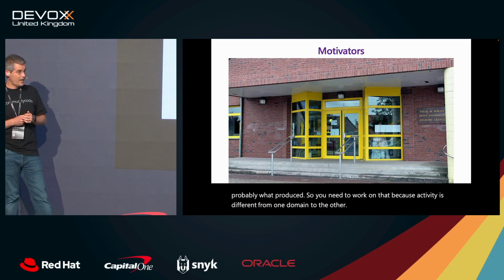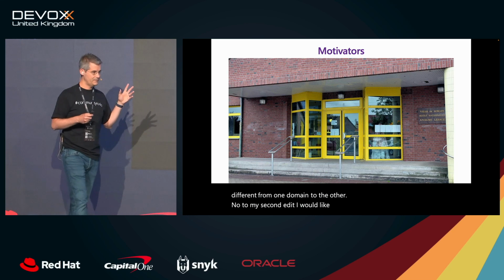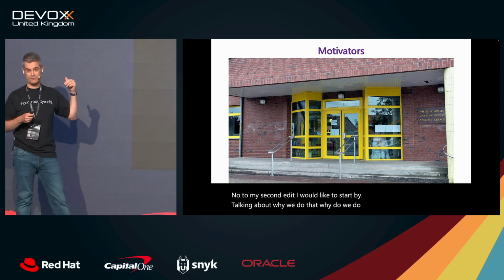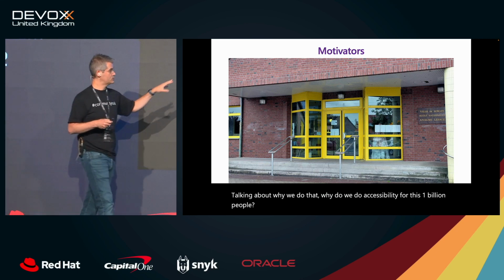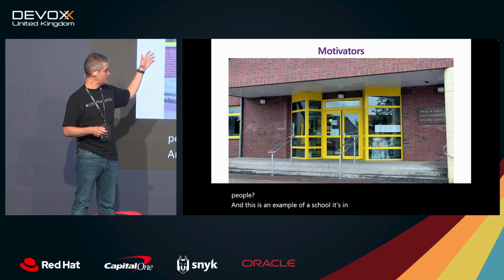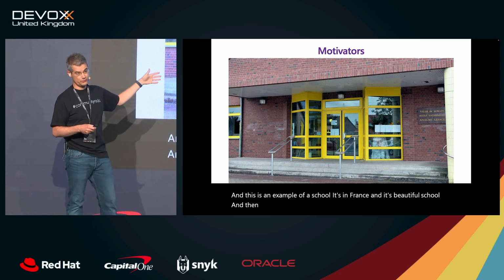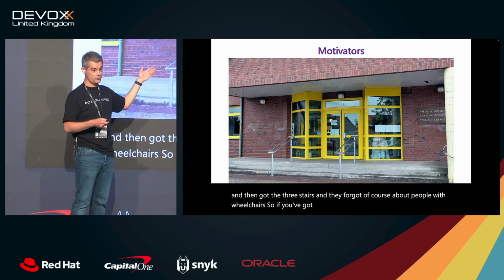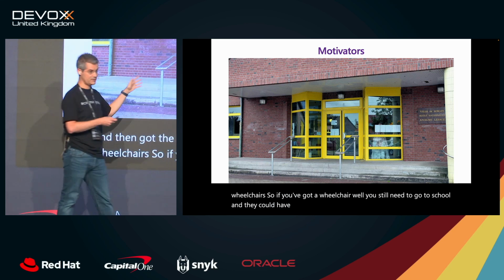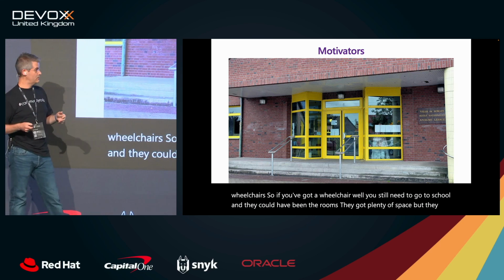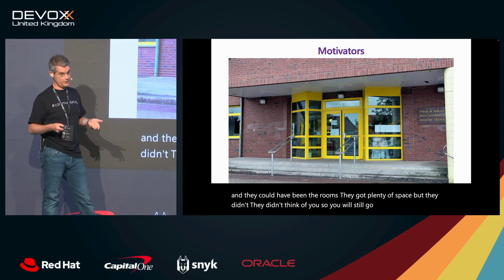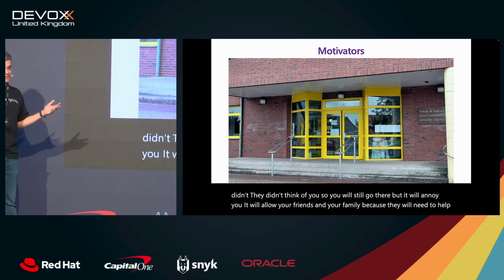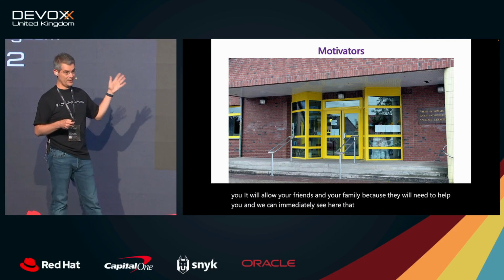Now, to my second habit, I would like to start by talking about why we do that. Why do we do accessibility for this 1 billion people? And this is an example of a school. It's in France, and it's a beautiful school, and they've got those 3 stairs, and they forgot, of course, about people with wheelchairs. So if you've got a wheelchair, well, you still need to go to school, and they could have built a ramp. They've got plenty of space, but they didn't. They didn't think of you. So you will still go there, but it will annoy you. It will annoy your friends and your family, because they will need to help you. And we can immediately see here that there's a lot of people who are going to be annoyed by those 3 stairs.